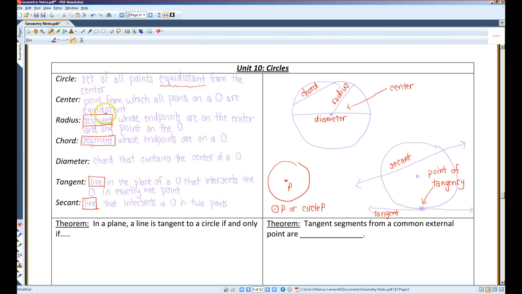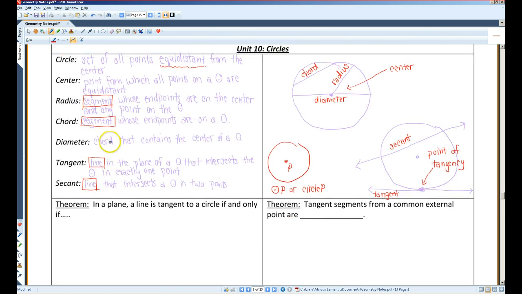Alright, I want you guys to notice that I boxed the words segment and line. A lot of people confuse, for example, the chord and the secant. Notice that a chord is a segment. It has 2 endpoints on the circle. A secant is a line. It goes all the way through the circle. So keep in mind which of these definitions are segments and which of these are lines.